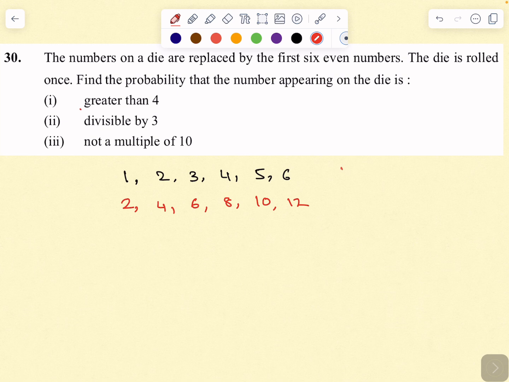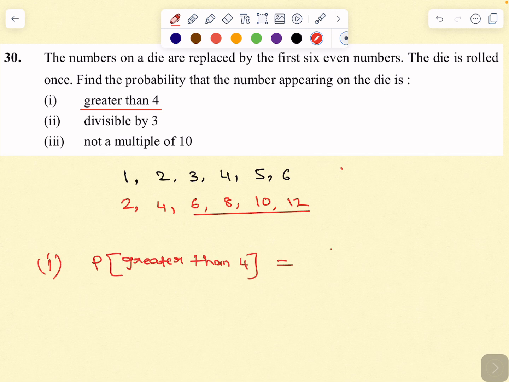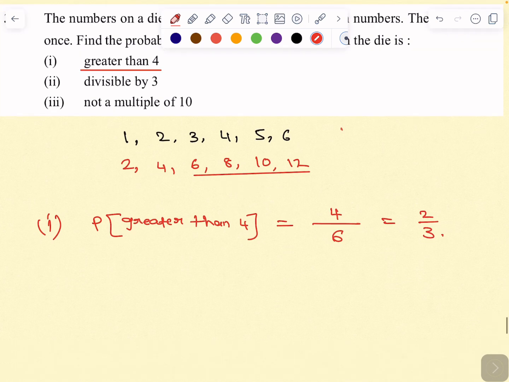Okay, then the die is rolled once. Find the probability that the number appearing on the die is greater than 4. Okay, greater than 4, here we have 4 numbers out of 6, those are from 6 to 12. Okay, the probability of getting greater than 4 is, number of events here 4, total number of events are 6. 4 by 6 we can write as 2 2s are 4, 2 3s are 6, that is 2 by 3.